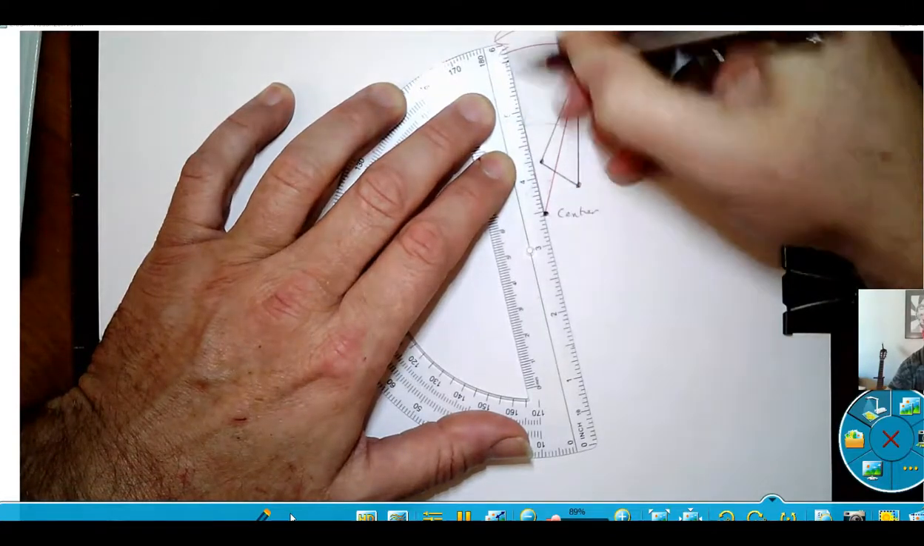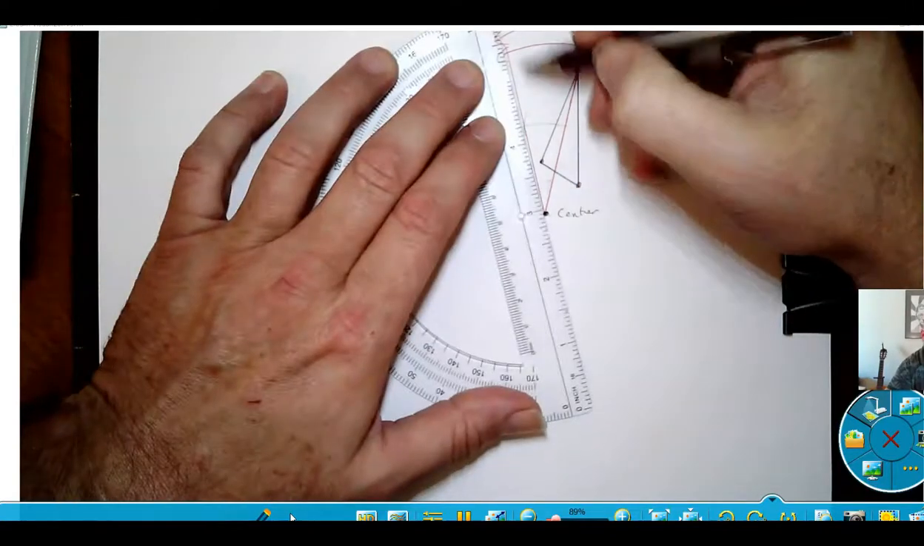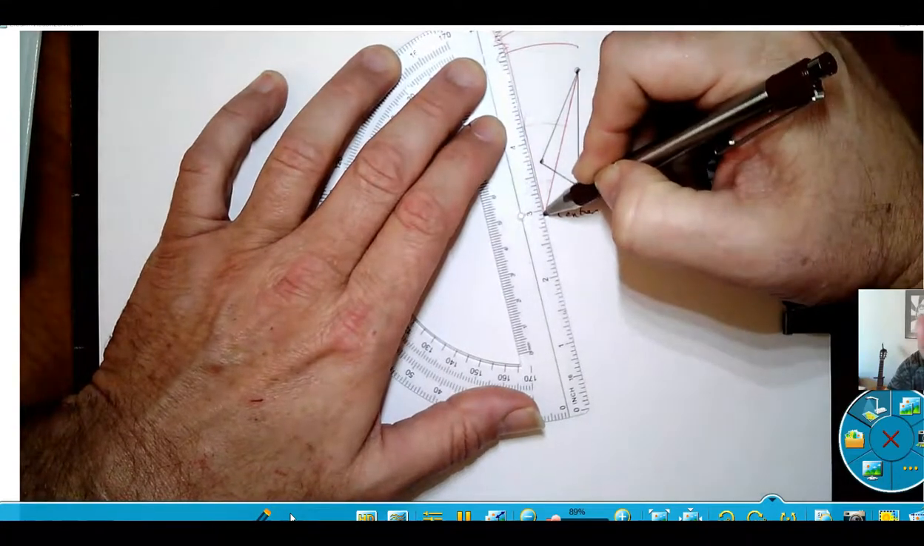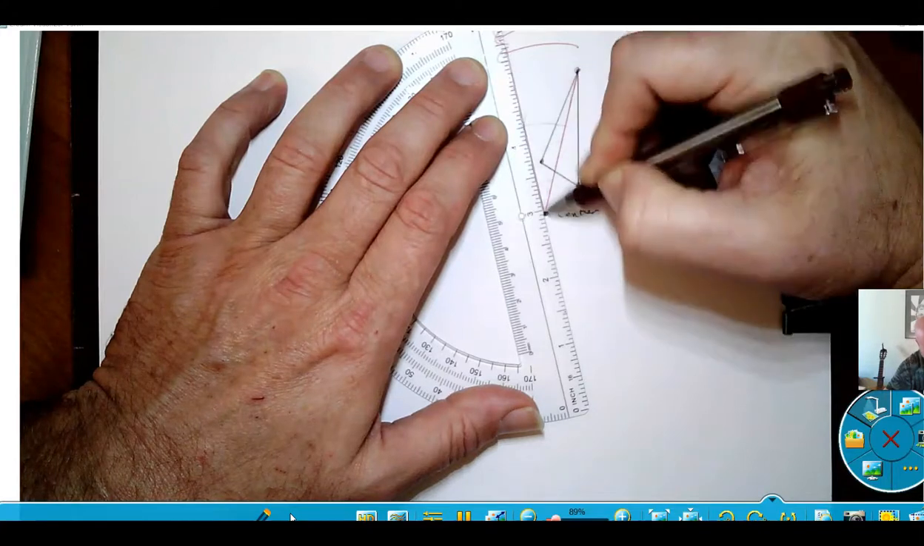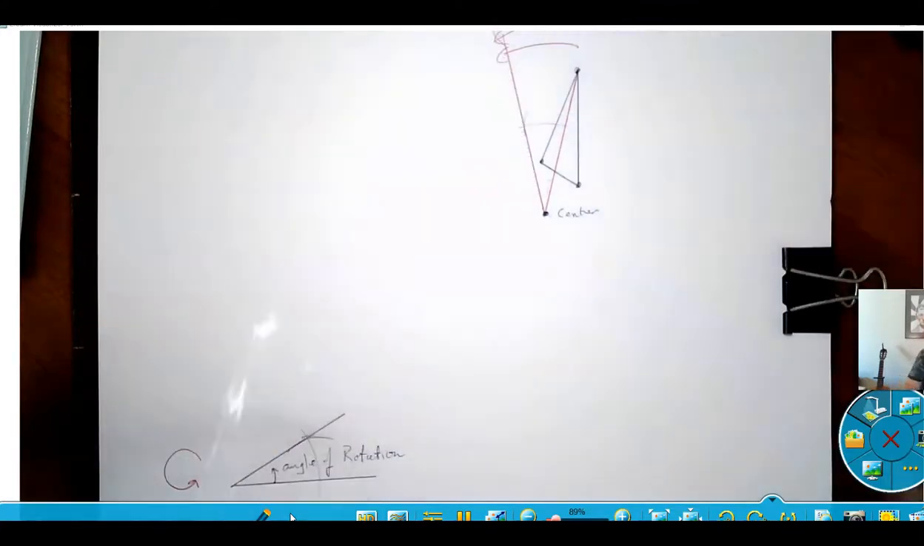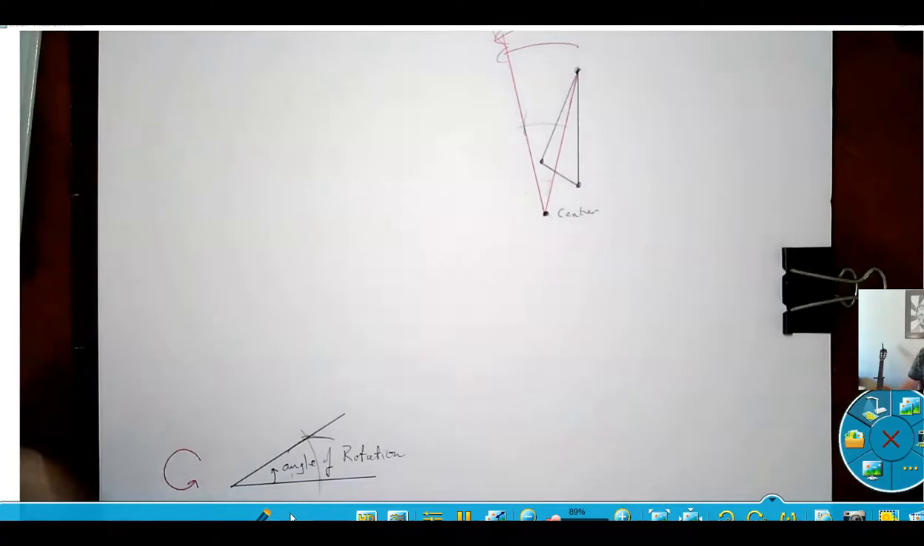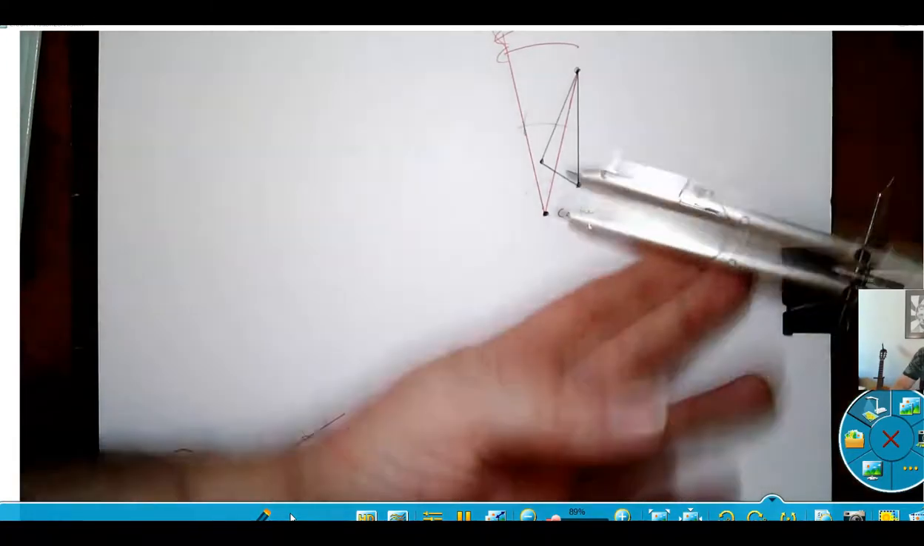Now we need to go out. Oop, we need to go out far enough so I can measure off the proper distance. There we go. And then we just need to figure out how far this point is from here and then copy that distance over here.